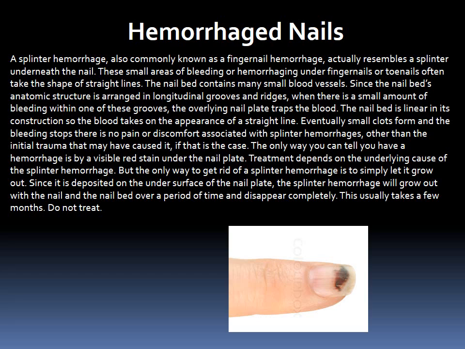Eventually, small clots form and the bleeding stops. There is no pain or discomfort associated with splinter hemorrhages, other than the initial trauma that may have caused it, if that is the case. The only way you can tell you have a hemorrhage is by a visible small red stain under the nail plate. Treatment depends on the underlying cause of the splinter hemorrhage, but the only way to get rid of a splinter hemorrhage is to simply let it grow out. Since it is deposited on the undersurface of the nail plate, the splinter hemorrhage will grow out with the nail and the nail bed over a period of time and disappear completely. This usually takes a few months. Do not treat.